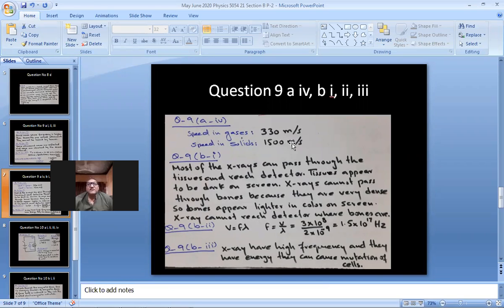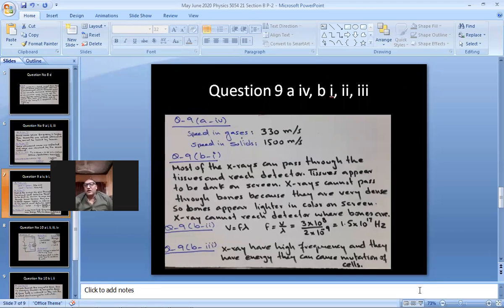Make this correction. This is 5,000 meter per second. This number, speed in solids, it is 5,000. 1,500 is the speed of the sound in the water. Kindly make this correction.